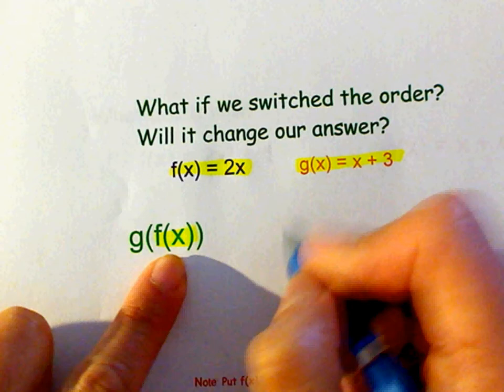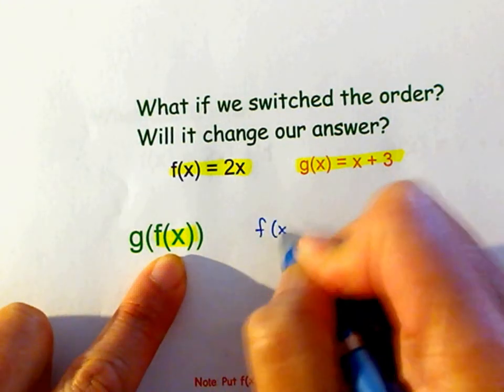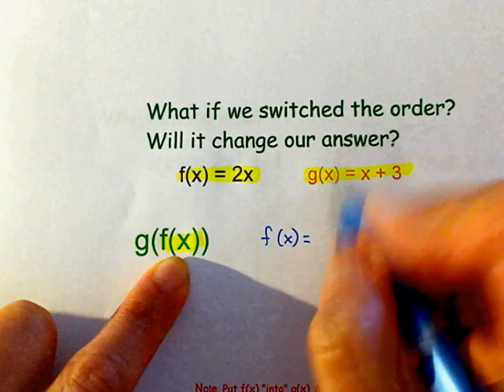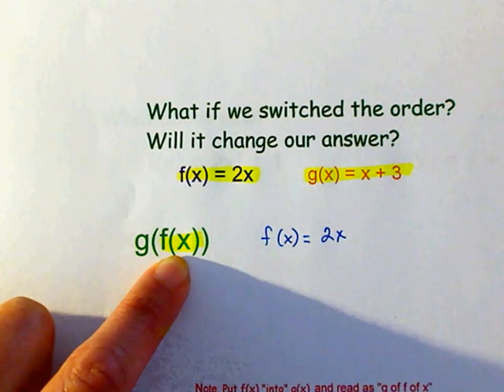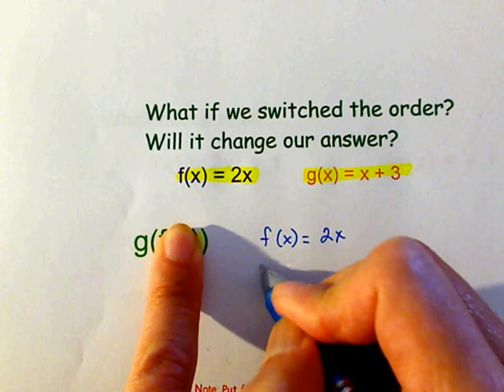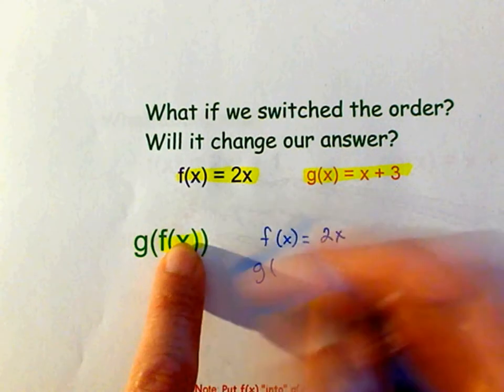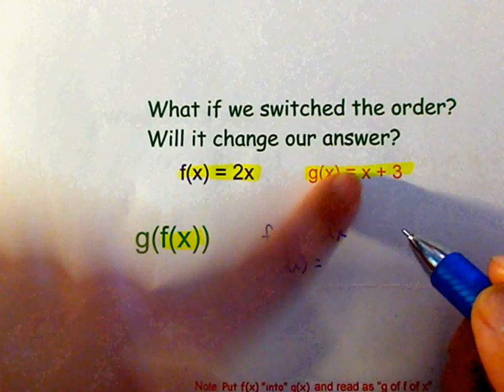All right, let's take a look at another example. What if we switch the order? Here are your two functions. One is f of x, one is g of x. Notice the f of x is inside, so we're going to take care of that one first. What is your f of x? 2x. That now becomes your new x, okay?